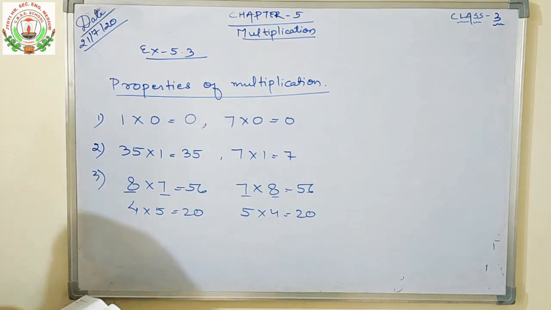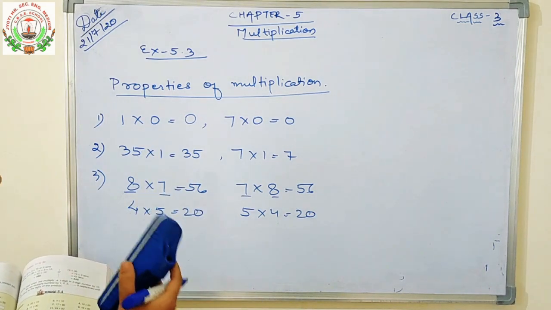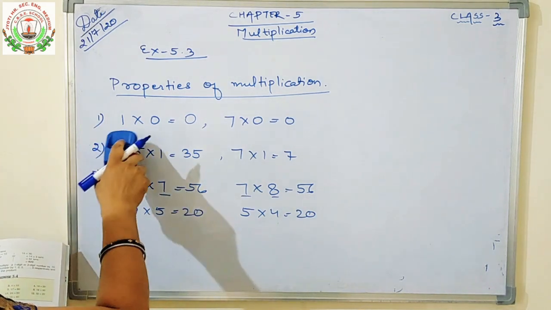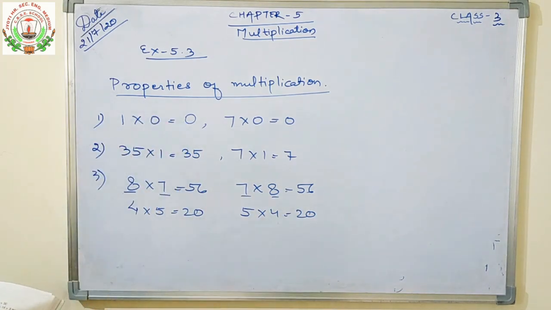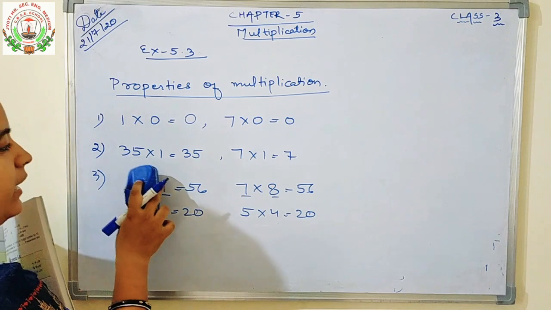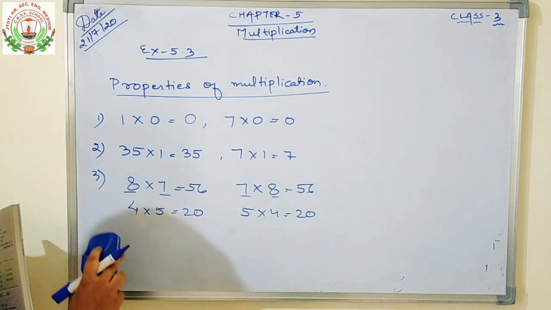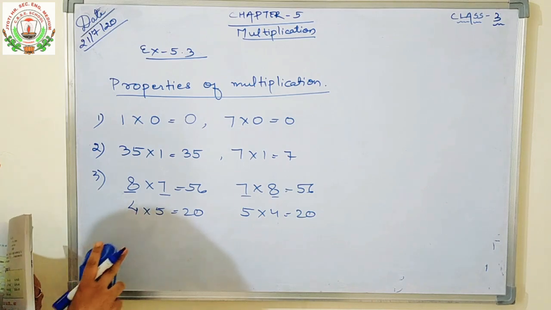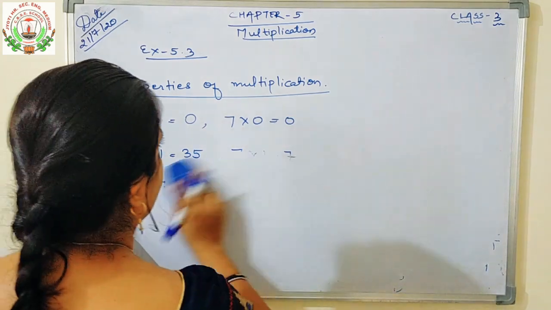So these are the some properties which will help us to solve our exercise. First one is whenever you will multiply any number by 0, you will get the answer as 0. Whenever you will multiply any number by 1, you will get the same number as the answer. And when two numbers are multiplied in either order, the answer will be same. So let's start our exercise.